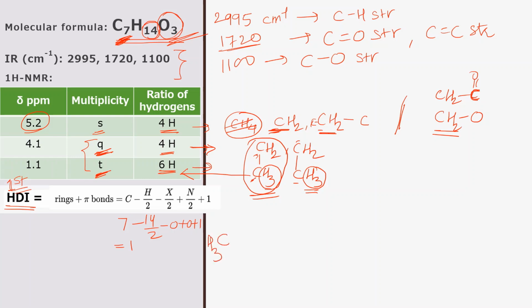Okay, and since the HDI is only one, that means there is either a ring or a double bond. So a ring which will not have any double bond in it. But since I see oxygen in the molecular formula, my prediction would be a C double bond O, and because of this double bond, this HDI value is coming out to be 1. So this CH3 and this CH3 I am placing at both the ends.